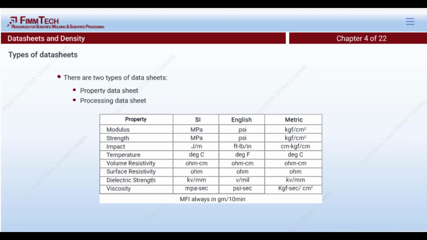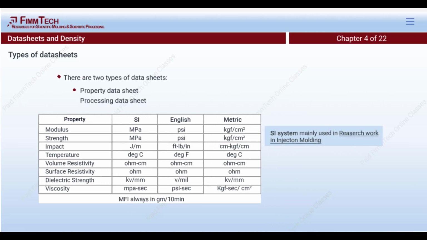There are three types of units typically used in injection molding. One is the SI system, second is the English system, and the third is the metric system. The SI system is mainly used in research work in injection molding. The English system and the metric system are much more commonly used in production environment.